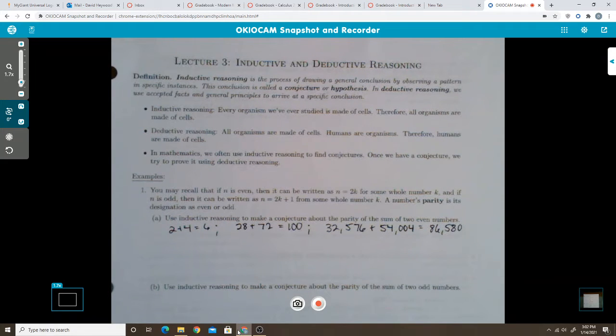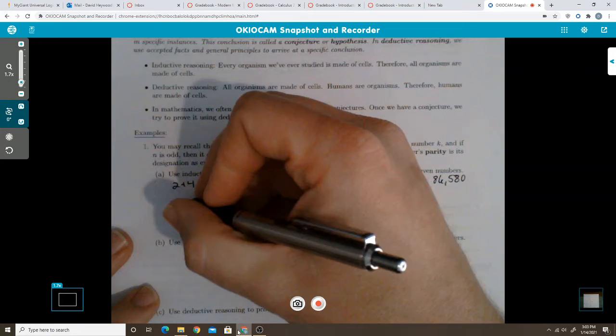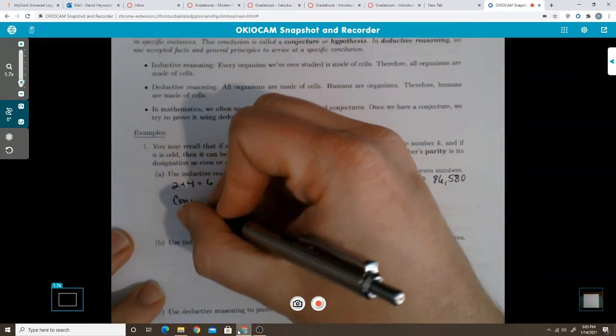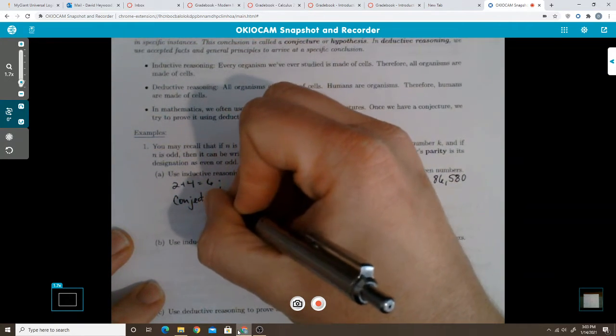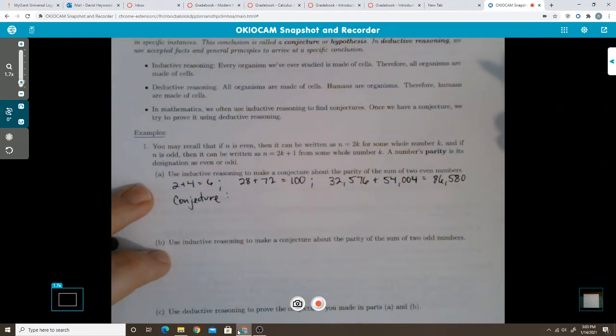Let me see what it would have to be. We can rewrite it as 2 times 43,290. Okay, so it seems like every time I add two even numbers, I get an even number back, and so that's the conjecture that I'm going to make, right? So my conjecture, and by the way, I don't expect this to be earth-shattering. I bet you knew prior to this class that the sum of two even numbers was an even number, right? But anyway, let's write this down.